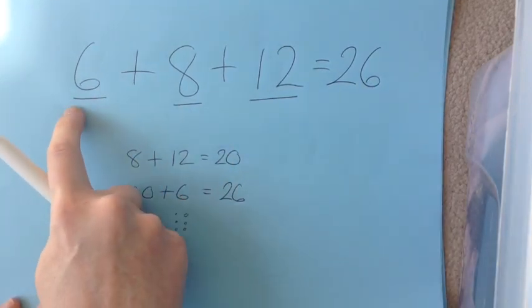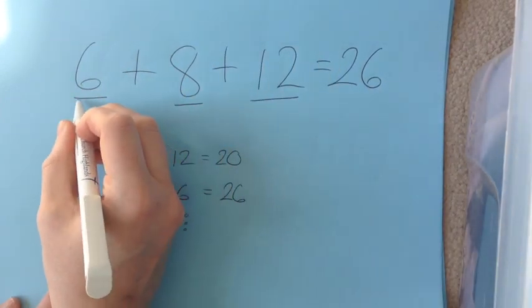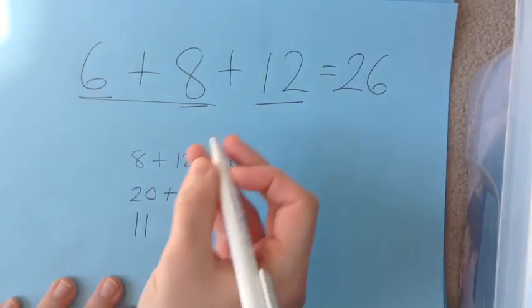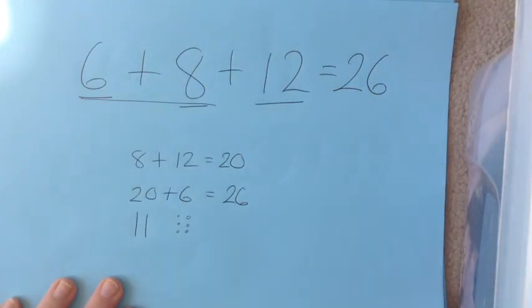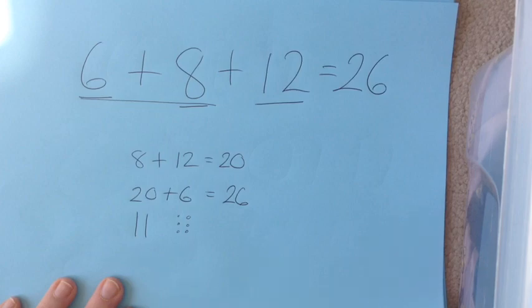Now if you wanted to work through the number sentence this way, that's absolutely not a problem. You could work out what 6 add 8 equals and then add your 12, but often it's good to see if there's anything that helps you basically. You do what works for you.